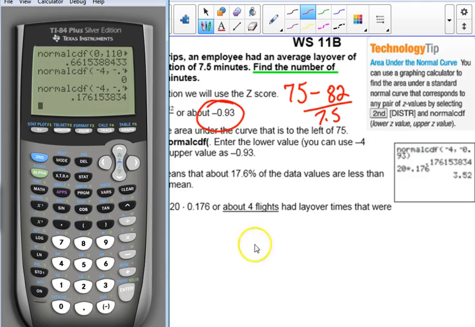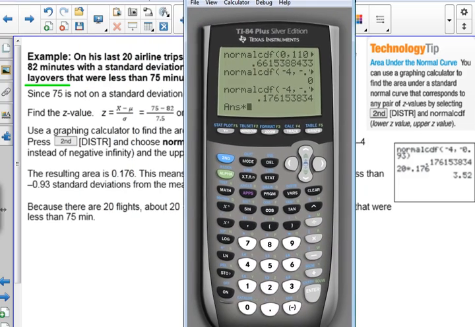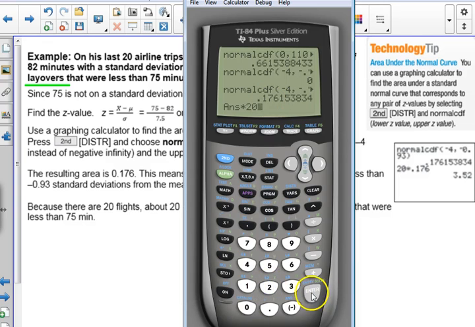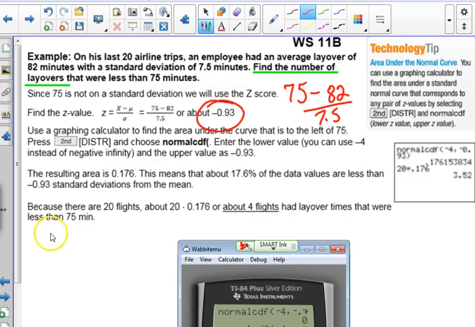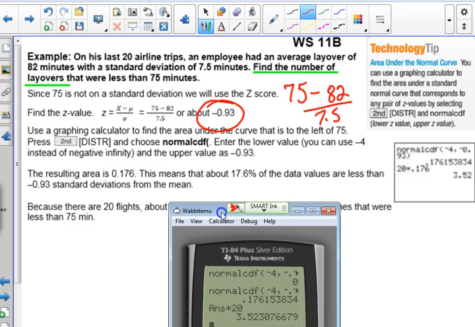All right. Is that what they have? 17.6%? Okay. Times how many flights did he go on? 20? So about 3.5 or 4 of his flights had layover times that were less than 75 minutes. That stinks. He's getting a lot of layover time.